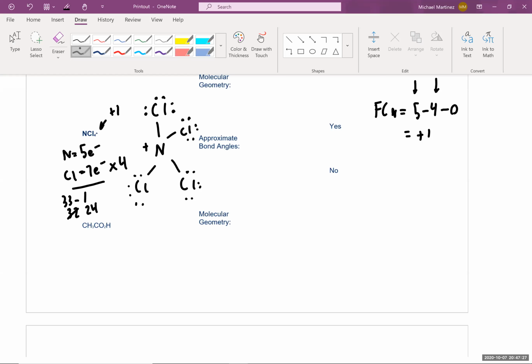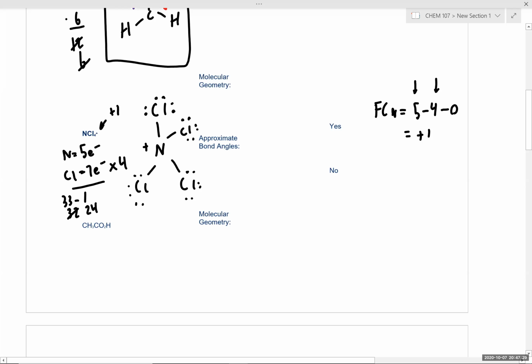So looking at our central atom, what geometry would our central atom have? Is it tetrahedral? Yep, exactly right. We have 4 bonded atoms, so this would have a tetrahedral geometry. And what's the approximate bond angle for a tetrahedral geometry? It's 109. Yep, exactly. It would be roughly 109.5.